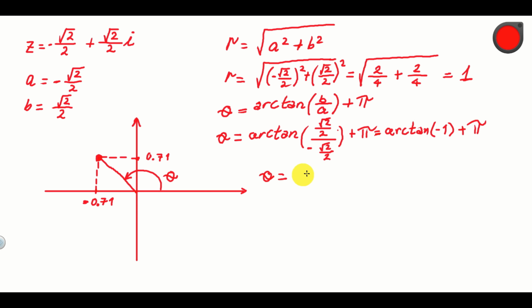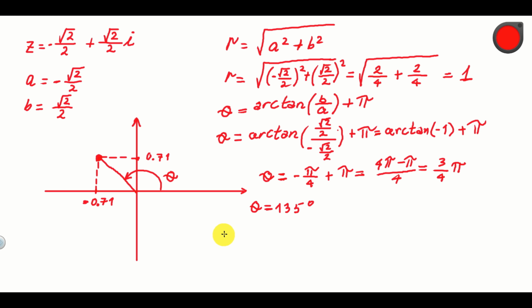Consequently, theta becomes arctan of minus 1, which is actually minus pi over 4, plus pi, and this becomes, let's compute this nicely, 4 pi minus pi over 4, which is 3 over 4 multiplying pi. Good. That is, this angle, if we convert it to degrees, is 135 degrees.